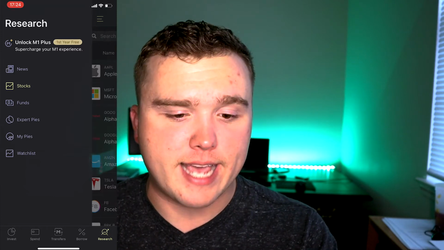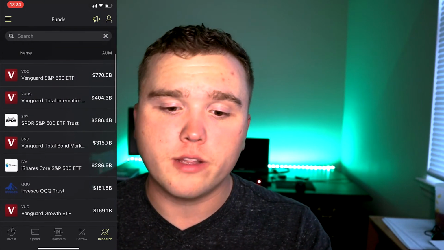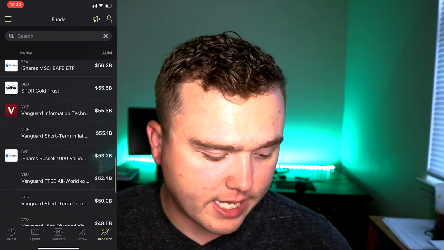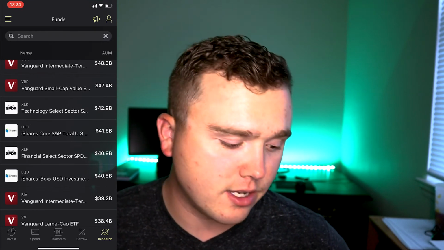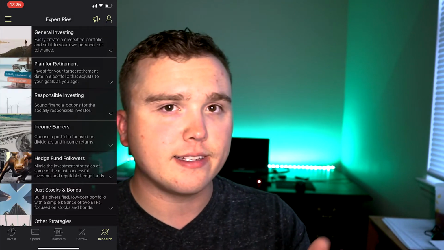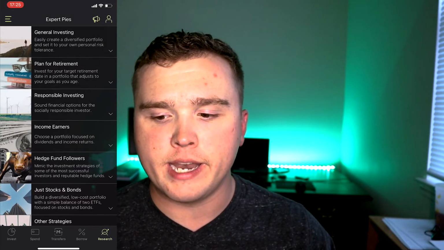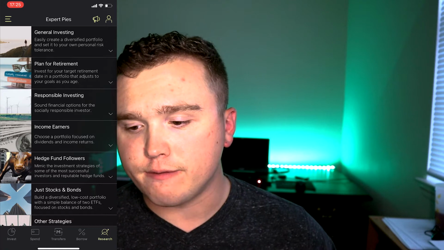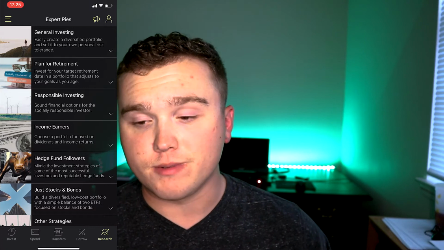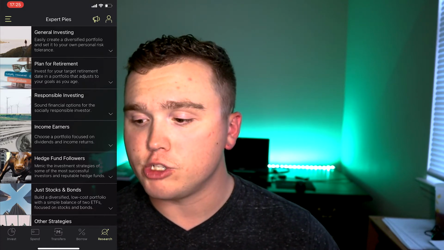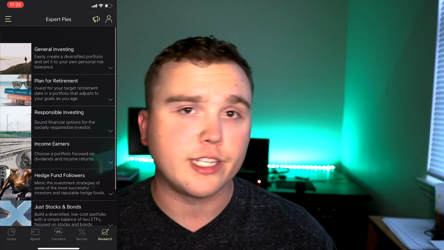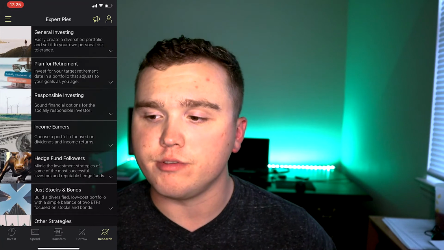Next, we have the funds tab. Now this will give you essentially all of the funds that you are looking for, any type of ETFs or index funds, anything like that that you're looking into, you can find underneath that tab. Next, you have an option called expert pies, which is essentially similar to a mutual fund from an investment company. You can see it has different goals here: plan for retirement, responsible investing, income earners, which is what I prefer. It's more of a dividend-based income strategy. It just has different types of strategies that you can use and different pies that you can add to your portfolio if you so choose.